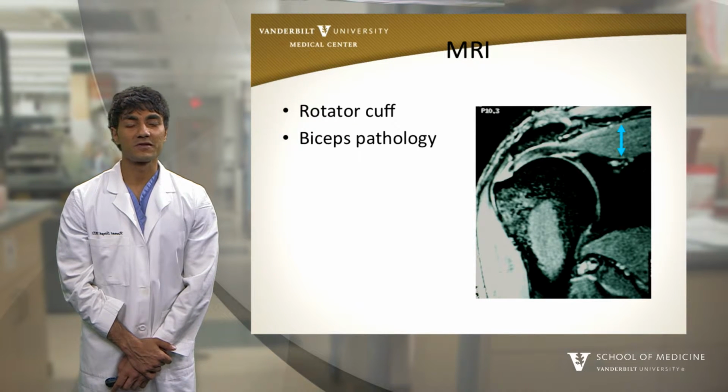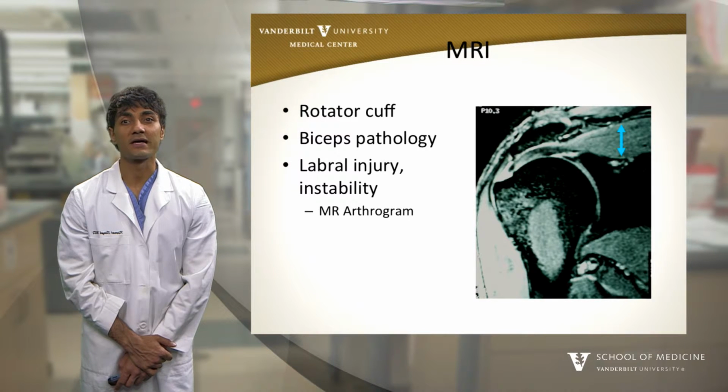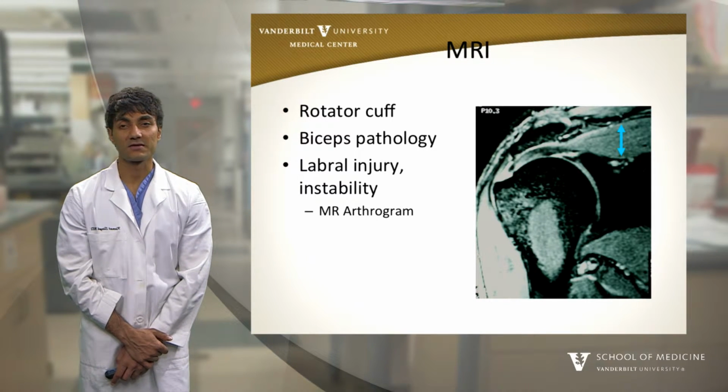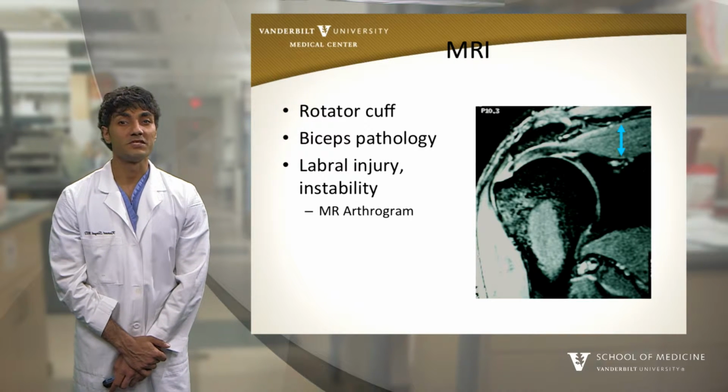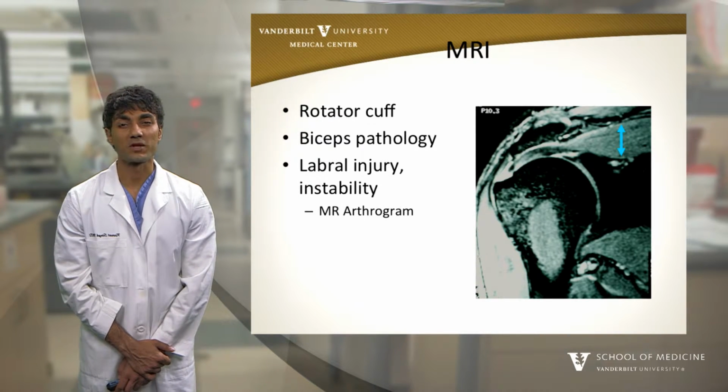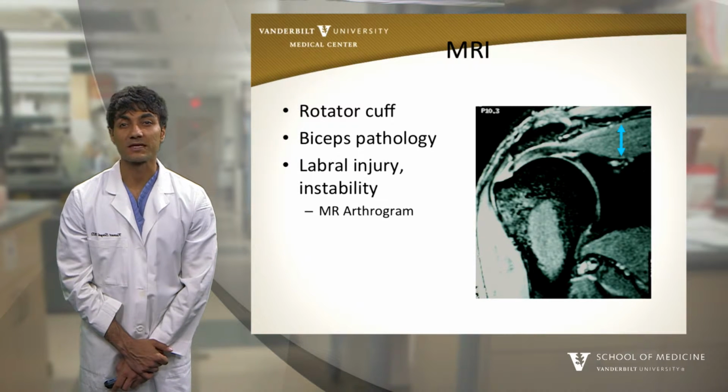Biceps pathology, whether that's tendonitis or the biceps tendon ruptured, is another great thing seen on MRI, as well as labral tears. Again, the labrum is that lip of tissue right around the glenoid, which deepens the socket. That can be seen in sporting events where people have dislocations. They can tear that labrum.